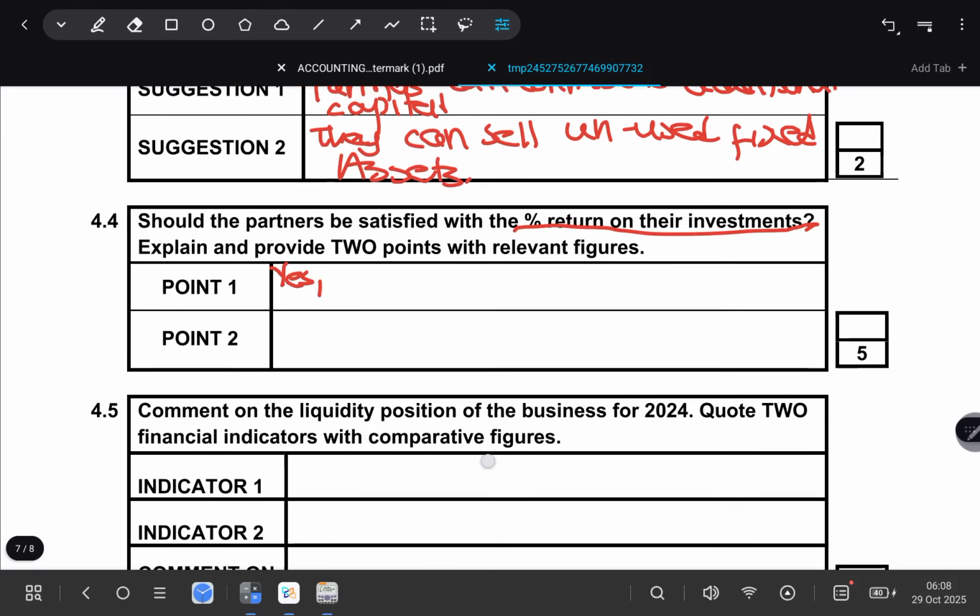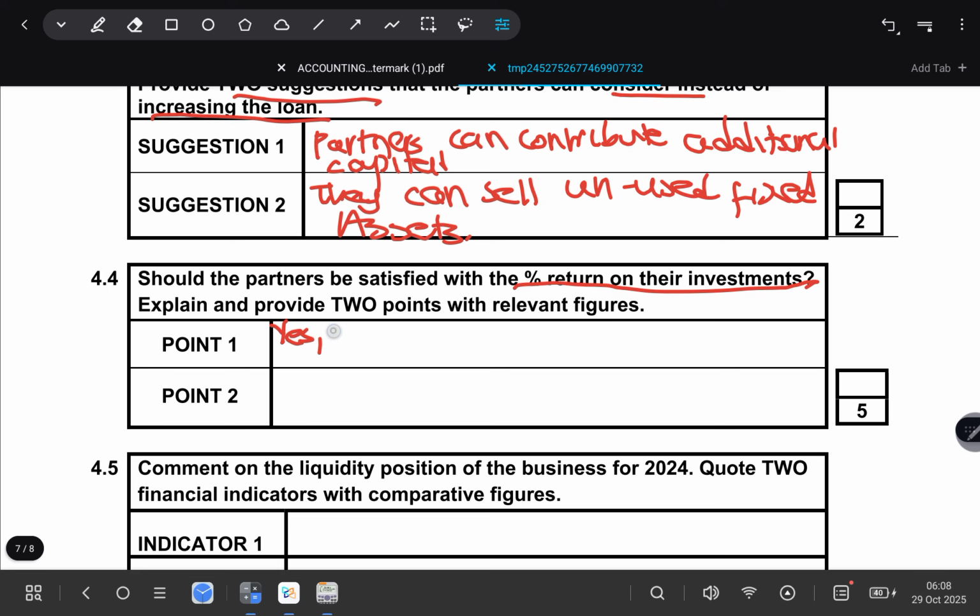And then also when you check, their return on partners' equity increased from 22% to 27.11%. Okay, so we're going to say that return on their investment increased from 22% to 27.11%. That's the first point.